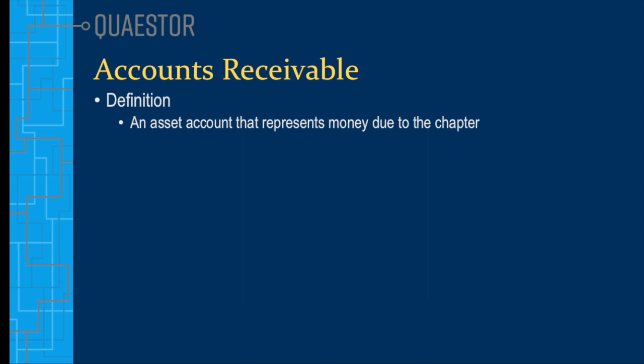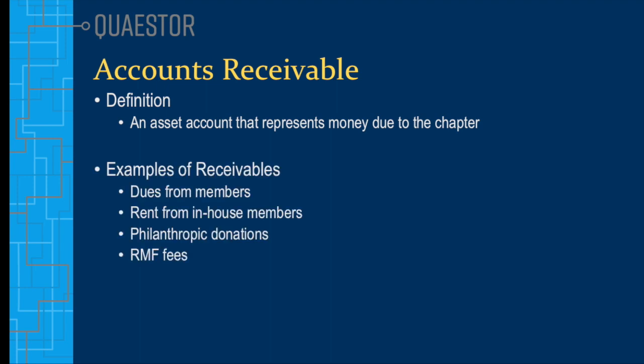Accounts receivable is an asset account that pertains to monies owed to the chapter by members or other individuals and entities. A few examples of receivables include local, international, pledge, and initiation dues owed by members, rent owed by in-house brothers, philanthropic contributions collected to be donated on behalf of the chapter, such as Derby Days proceeds being donated to Huntsman Cancer Institute, or receivables could be RMF fees collected from members to be paid to the Risk Management Foundation for insurance.